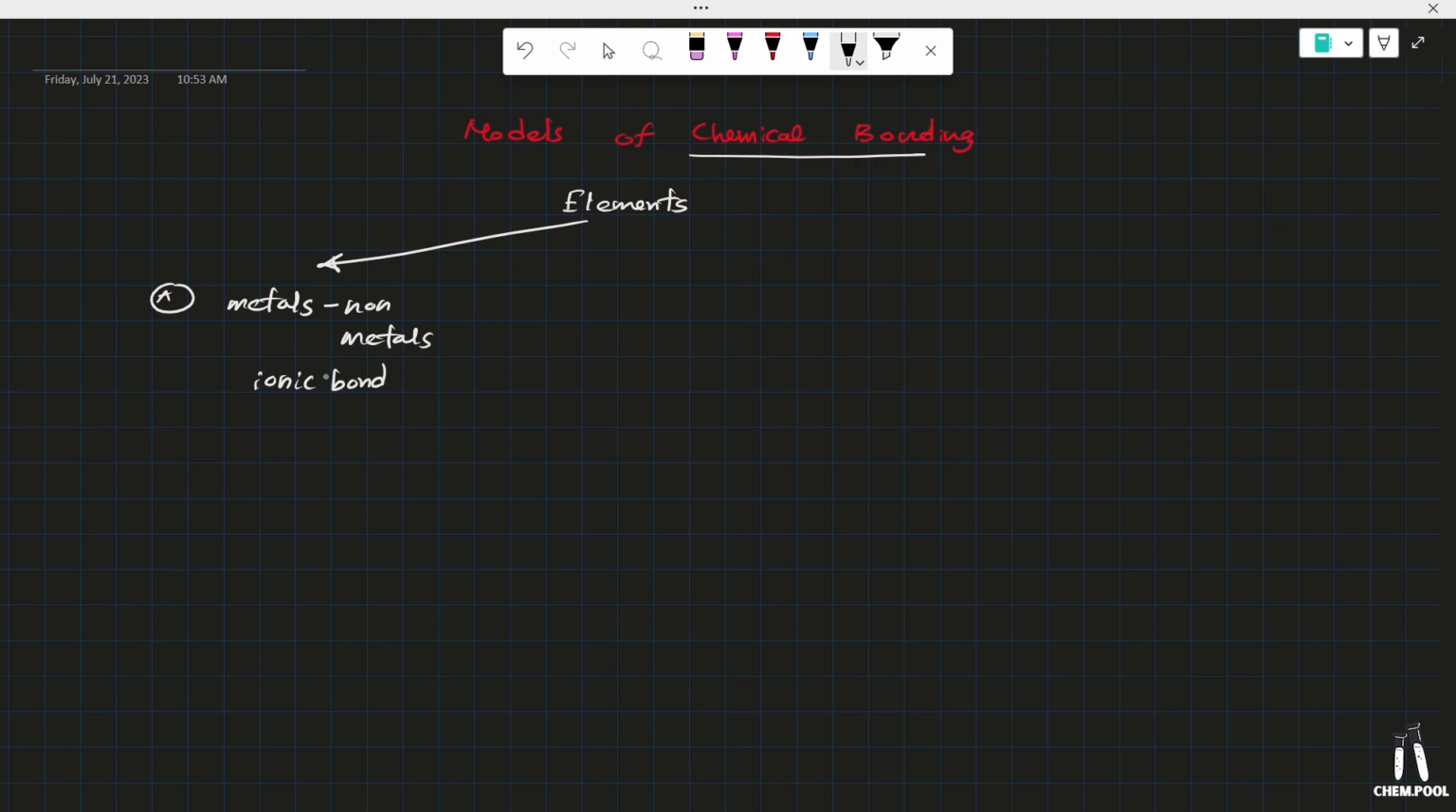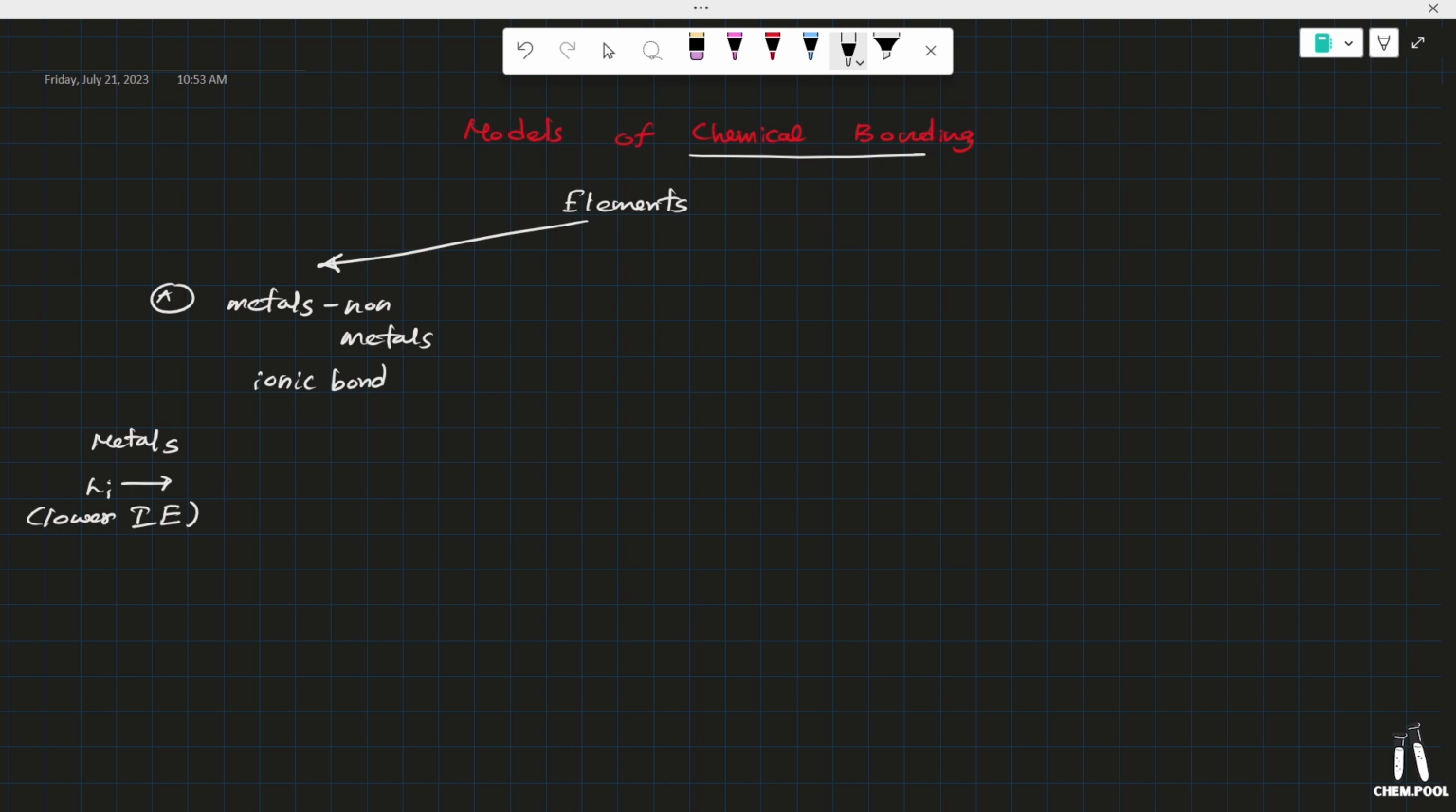That means what happened in here? Metals, basically metals here. For example, lithium. It has lower ionization energy, I put it as IE. Therefore it can easily lose the electrons like this.